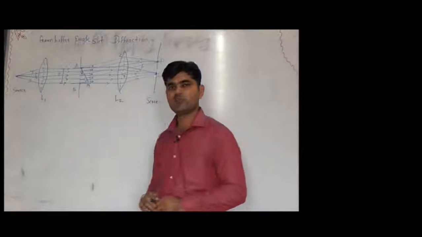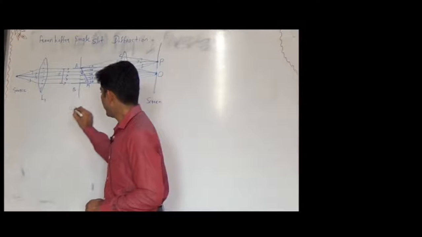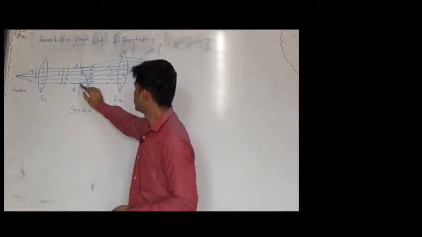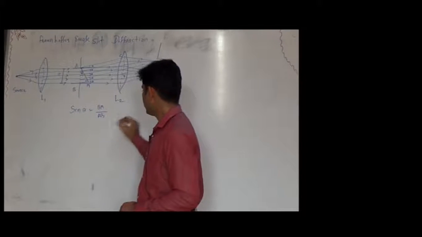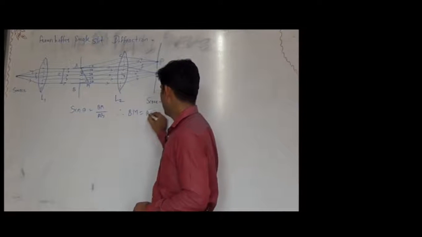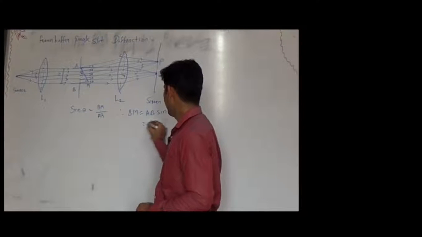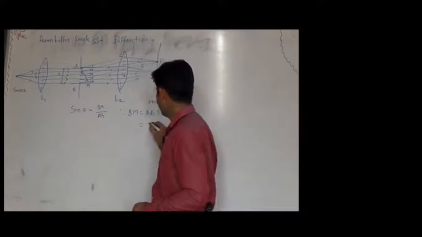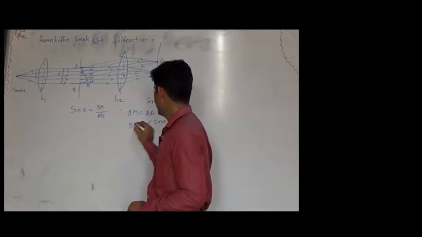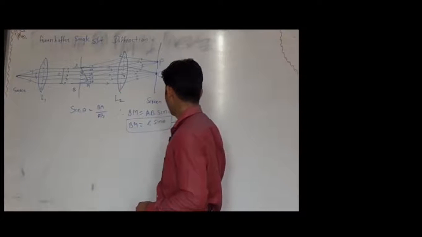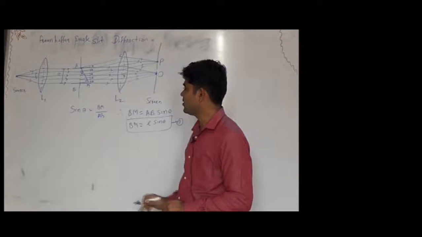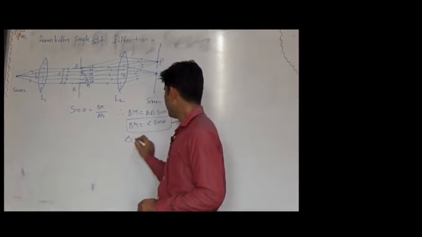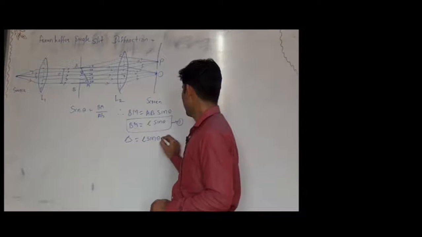From the diagram, we can use the property of sine. We can write sine theta is equal to the opposite side upon hypotenuse, so BM upon AB. Now by rearranging this equation, we can write BM is equal to AB sine theta, but from the diagram AB is equal to e, so e sine theta. So BM is equal to e sine theta, equation number 1. What does BM mean? BM is the path difference in between first ray AC and last ray BD. So we can write del is equal to e sine theta, equation number 2.